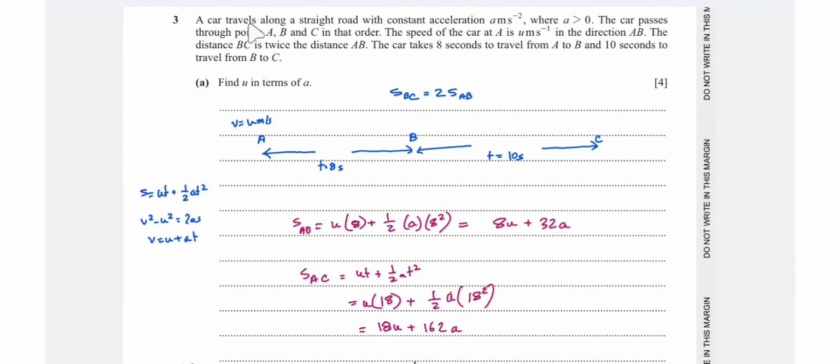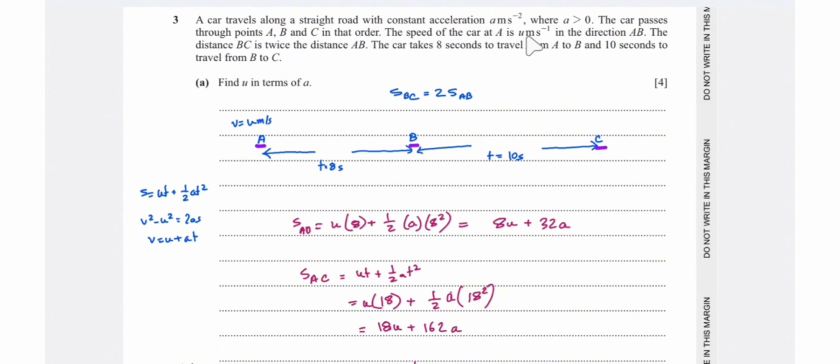Number 3. A car travels along a straight road with a constant acceleration a, where a is greater than 0. So the car travels with an acceleration of a. The car passes through points A, B and C in that order.